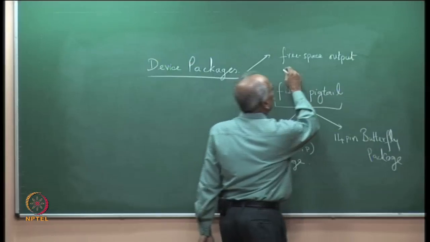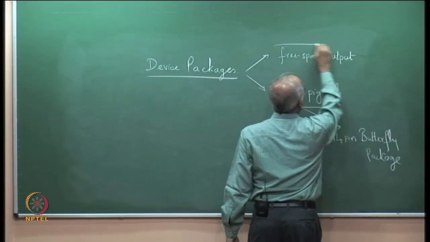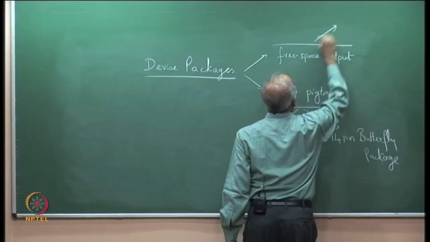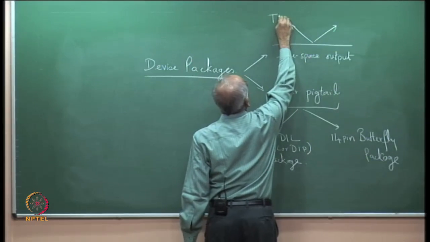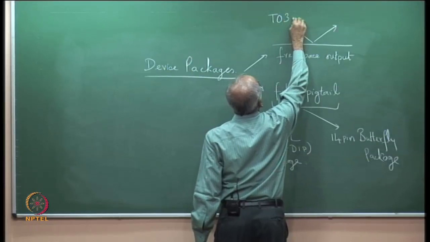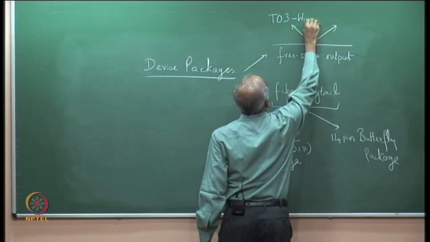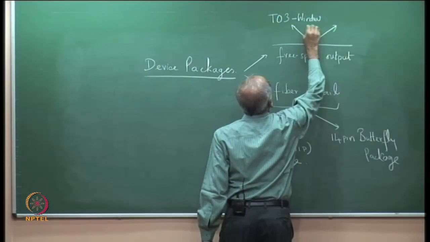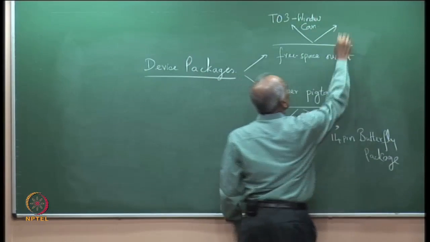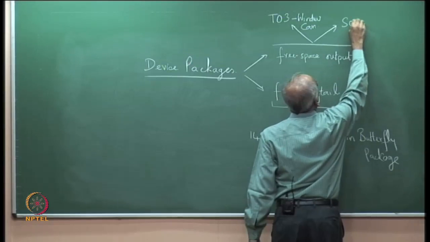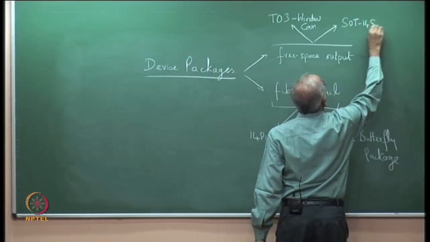For the free space output here, there are two common packages which are used. One is called the TO3 window can package, and the other one is SOT 148 window can.